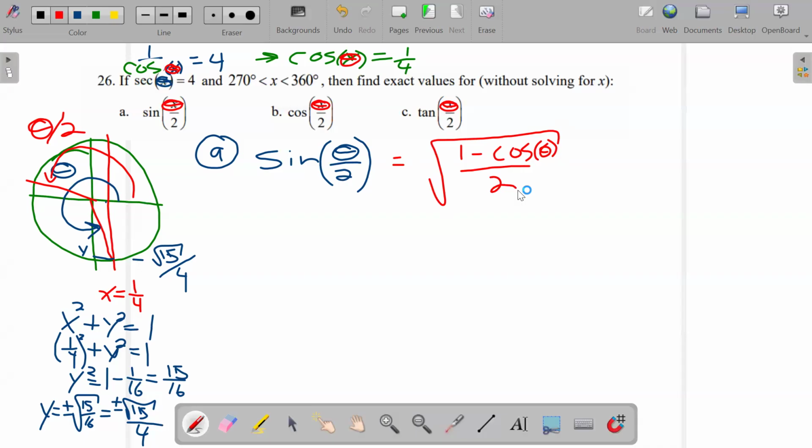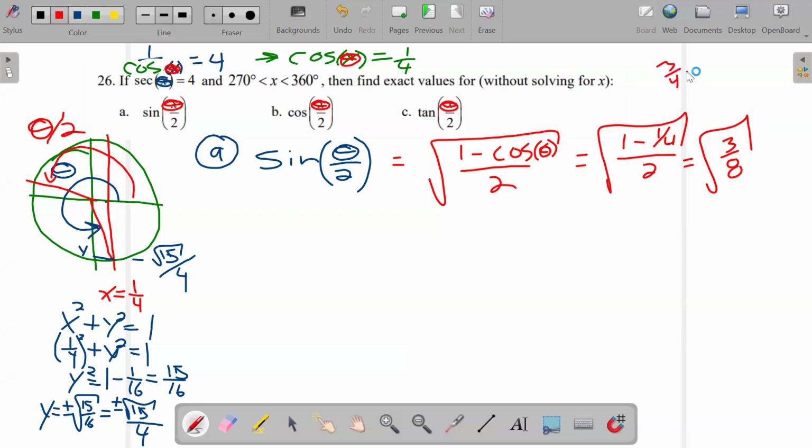And I know the cosine of theta is 1/4 here. So then I'm going to get 1 minus 1/4 over 2 inside the square root. There's a little arithmetic to do. That's going to be 3/4 over 2, which is 3/8. So that's one version of the answer. Did I do my math right? Let's double check. 1 minus 1/4 is 3/4 times a half. Yep, that's good.